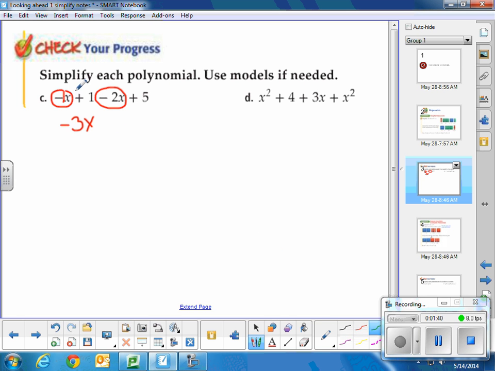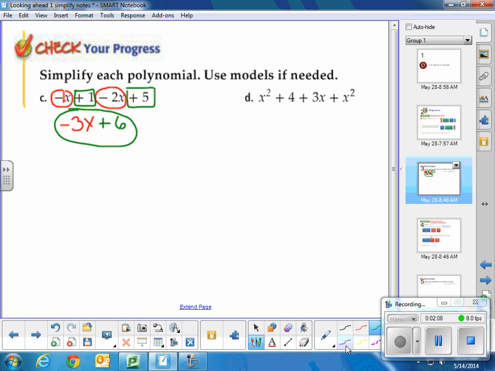Now we're going to put our numbers together. We have a positive 1 and a positive 5. When we combine those, 1 and 5, when you add those together, you get 6. So it's going to be plus 6. So negative x plus 1 minus 2x plus 5 simplifies to be just negative 3x plus 6.